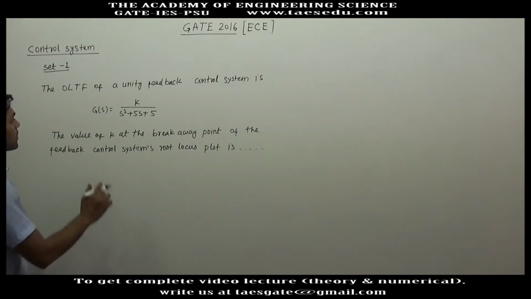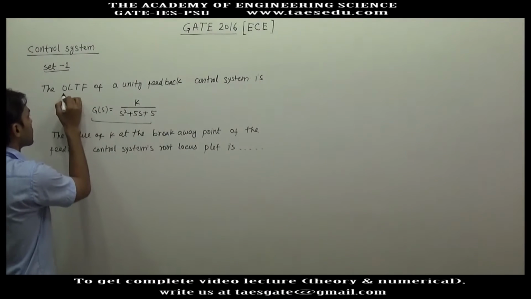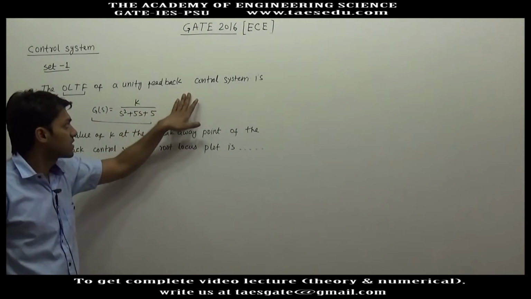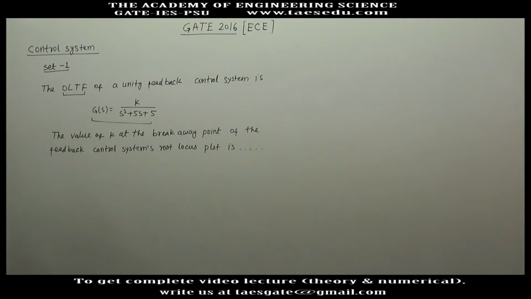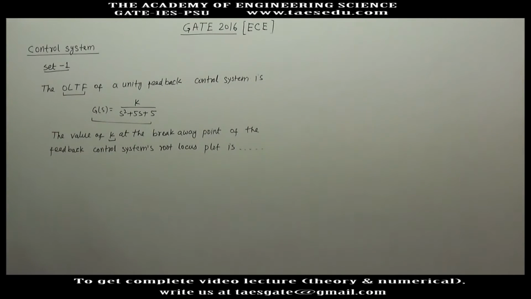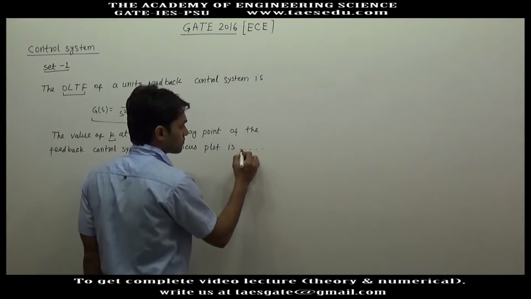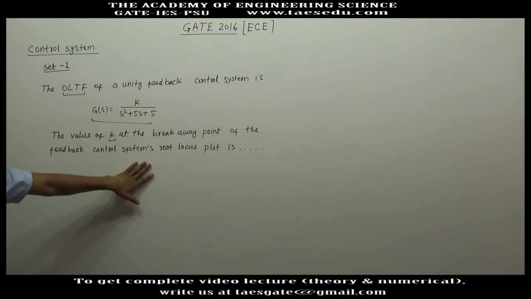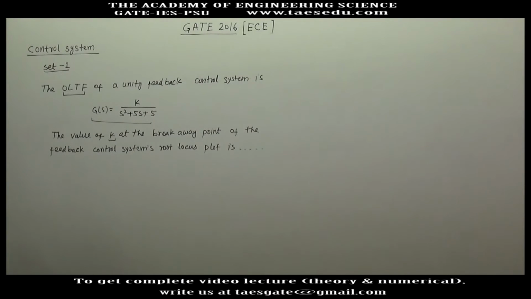In this question, we are given an open loop transfer function, OLTF for open loop transfer function. We are given the open loop transfer function of a unity feedback control system, and we have to find out the value of K at the breakaway point of the feedback control system's root locus plot. On the root locus plot of the closed loop system, there will be a breakaway point. So we have to find out the value of K at that breakaway point.